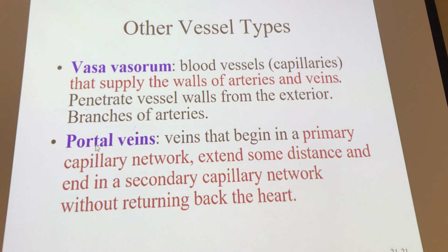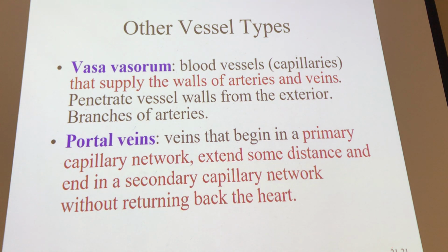capillaries. So portal veins are veins that begin in a primary capillary network, extend a pretty short distance, or even, in terms of the hepatic portal vein, a pretty long distance, and end in a second capillary network without returning back to the heart. In other words, you have one capillary bed that you're bringing blood to in one organ, and then you connect that blood that went to that first organ to a second organ, and a second capillary in a second organ. Then you return it back to the heart.